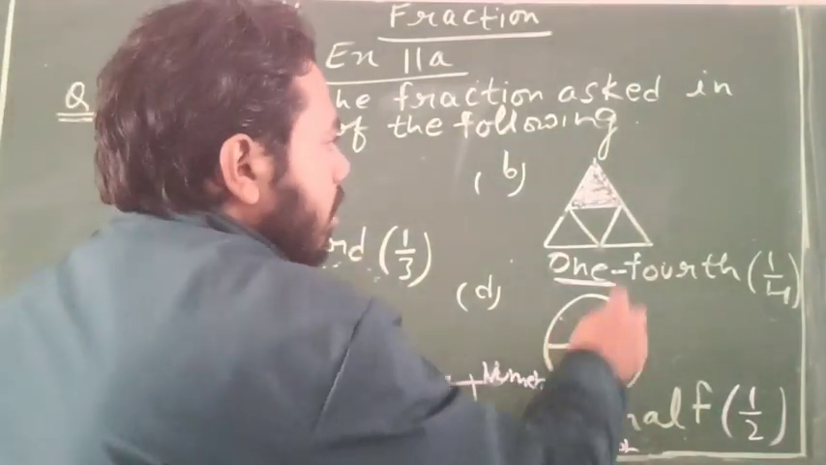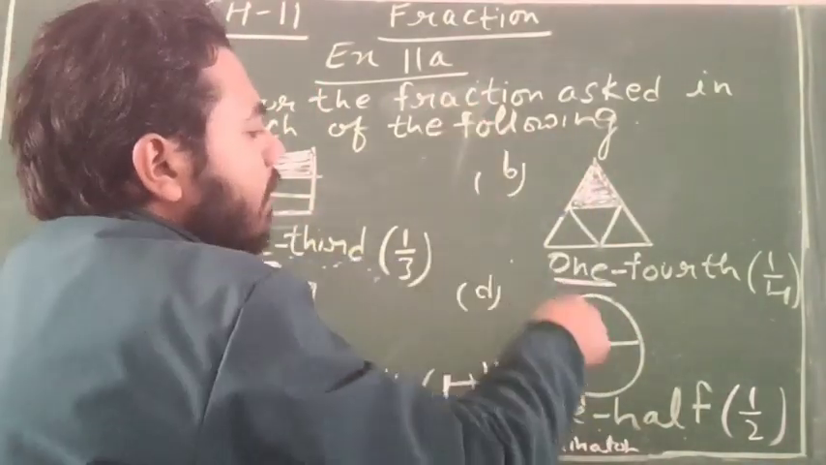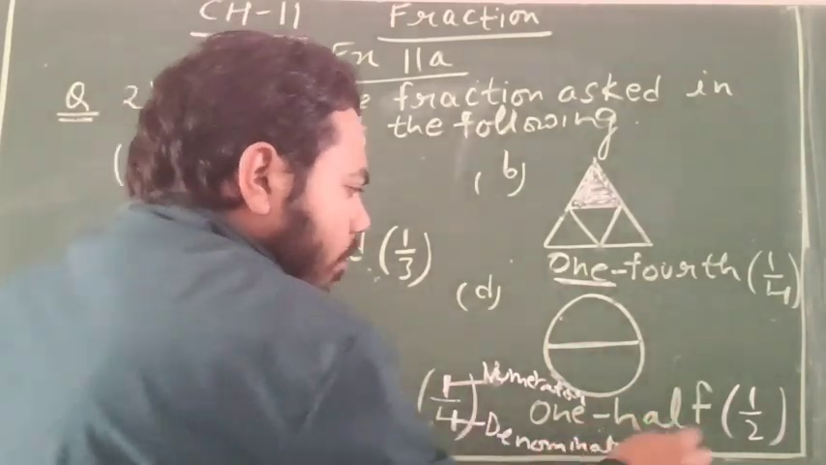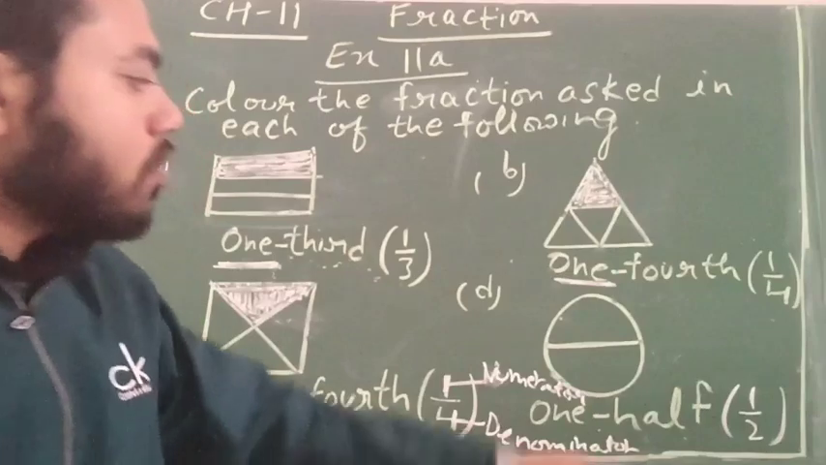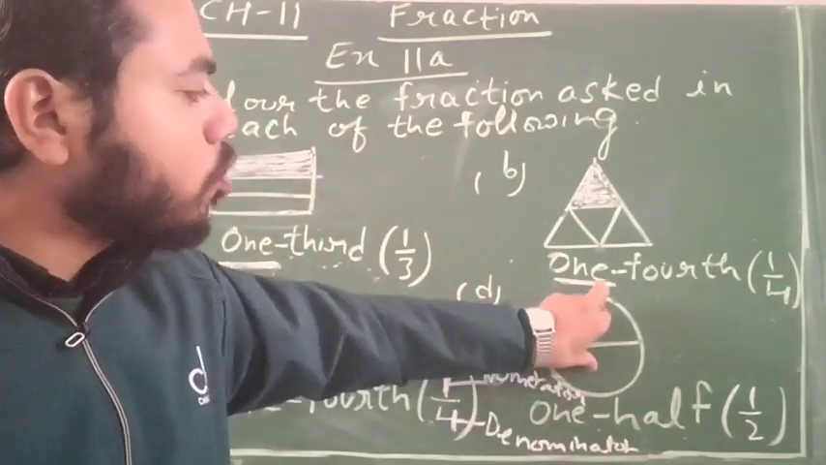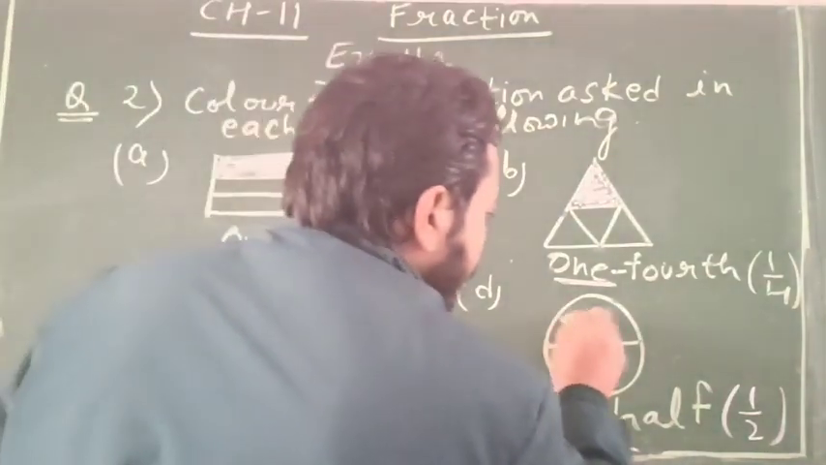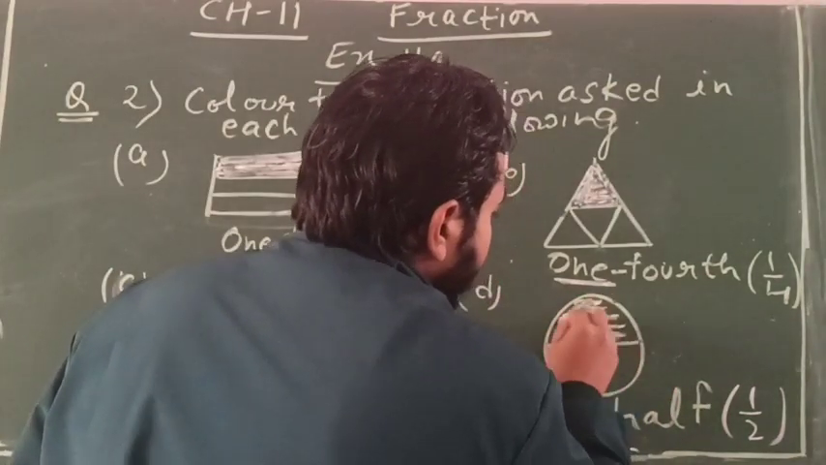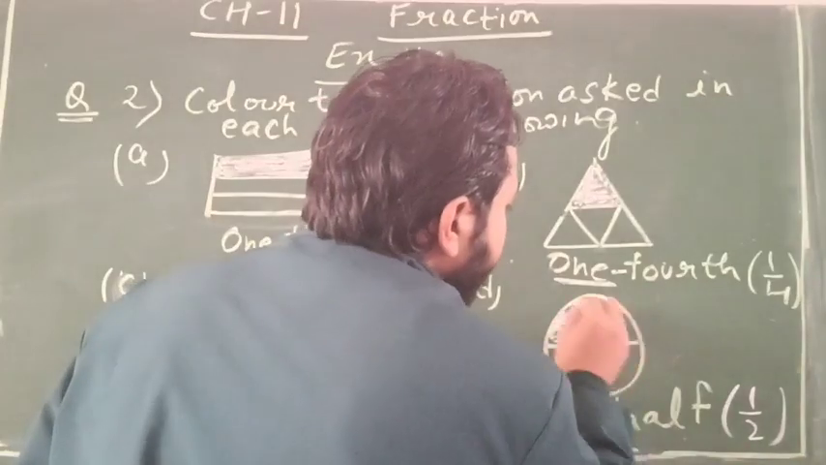And our last question of this exercise 11A. 1/2 means you have to color just one part out of any of these 2 parts. So we color one part to represent 1/2. Here we have represented 1/2.